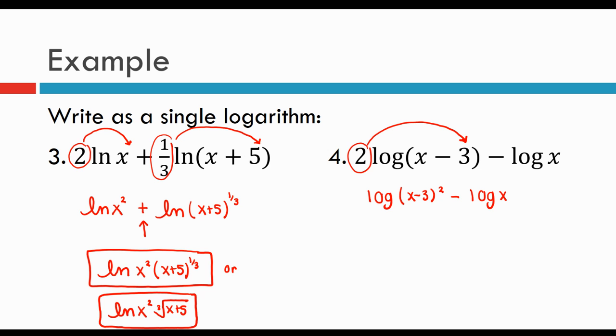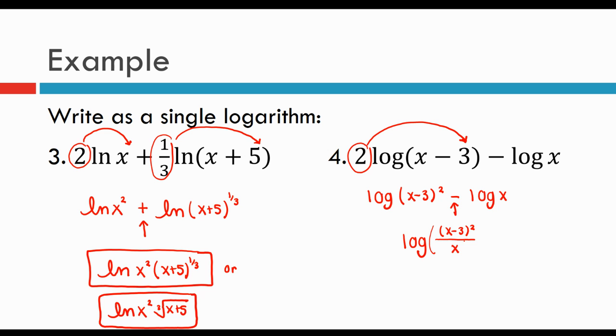Because we still have multiple logs and they share the same base, and because I see a subtraction sign, I know that I want to be thinking about the quotient rule. So I want to do division. I'm going to write the word log once, and now I know that I want division where the x minus 3 quantity squared has to be the numerator and the x has to be the denominator.